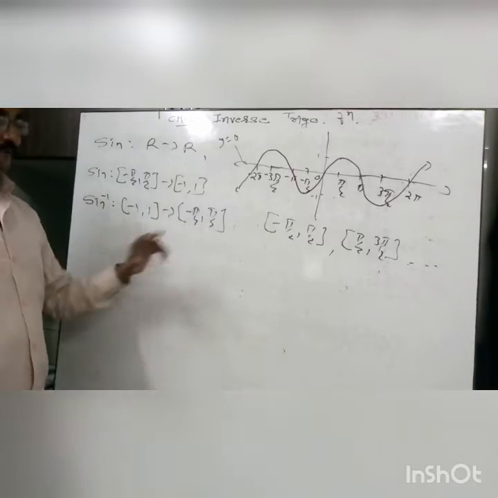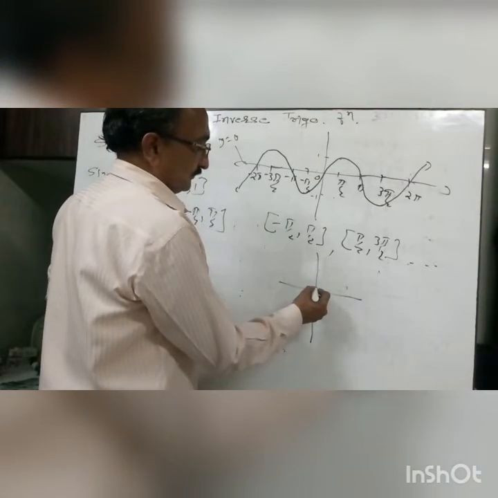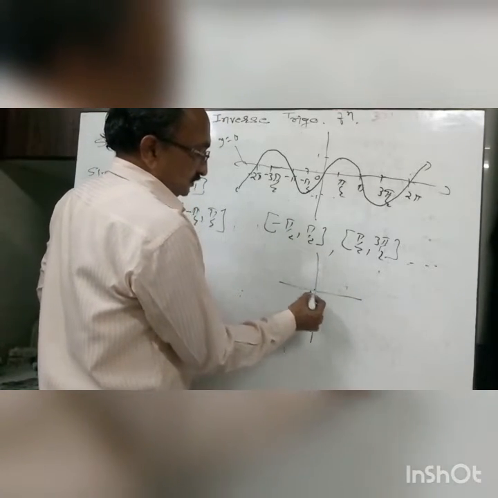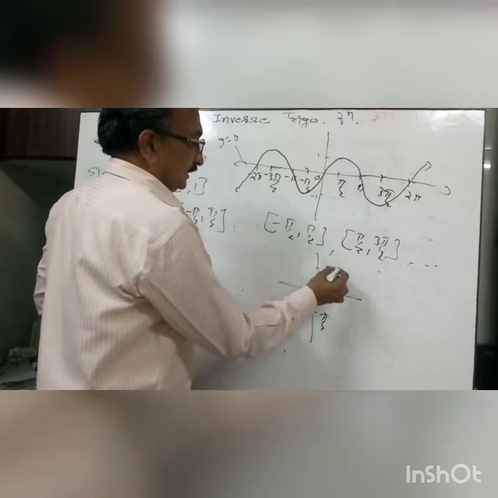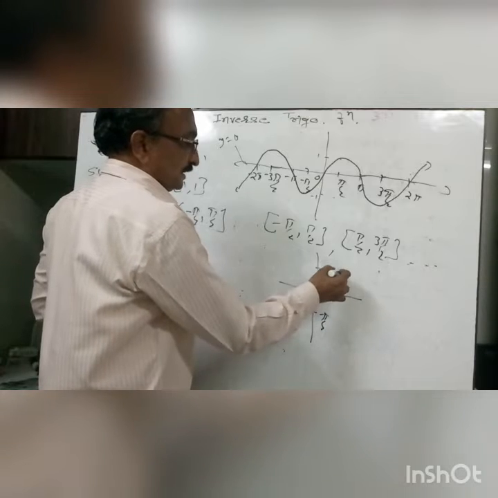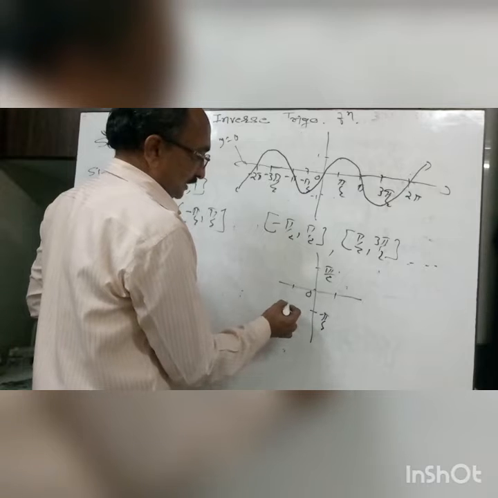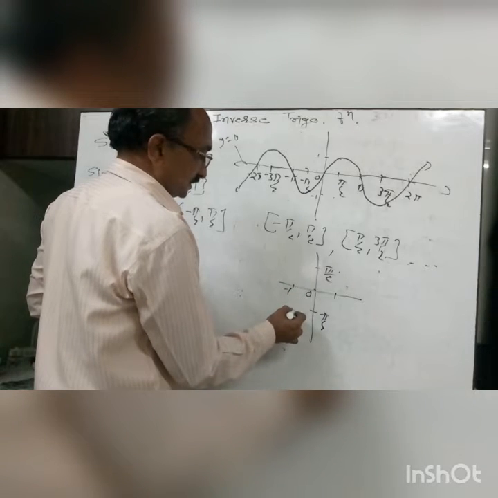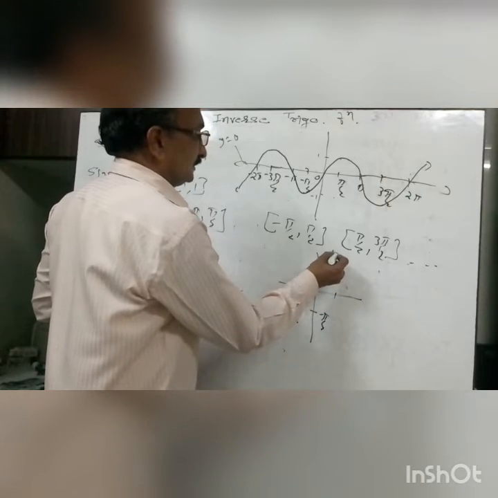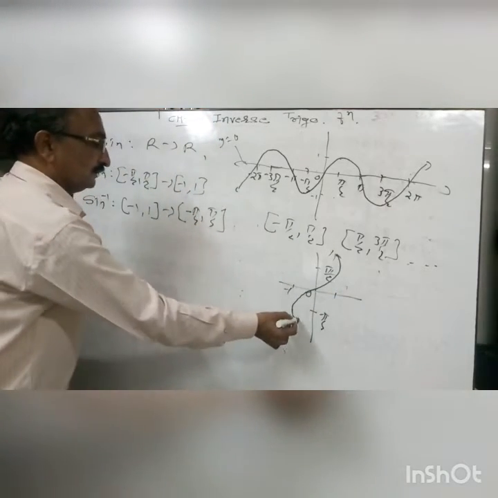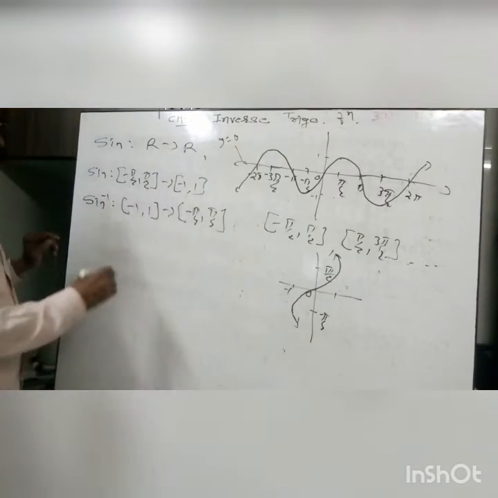Now here we discuss the graph of the sine inverse function. 0, minus pi by 2, pi by 2. At pi by 2, the value of sine is 1, at 0 it is 0, and at minus pi by 2 it is minus 1. So this type of graph we get for the sine inverse function. Remember this. Now here we discuss some important notes on the sine inverse function.